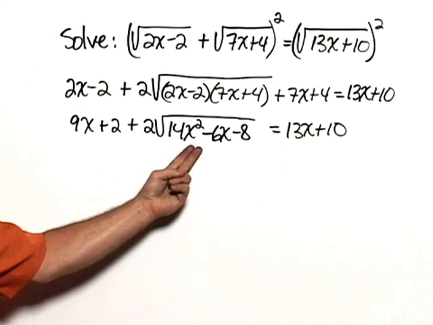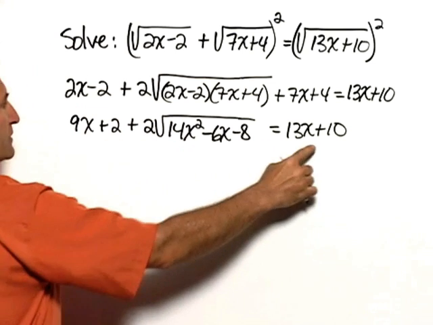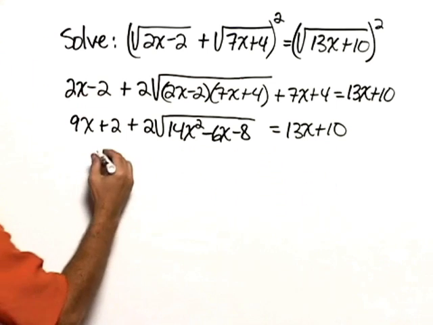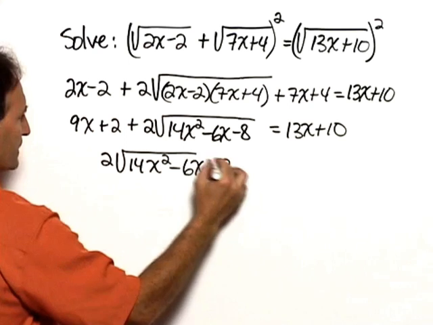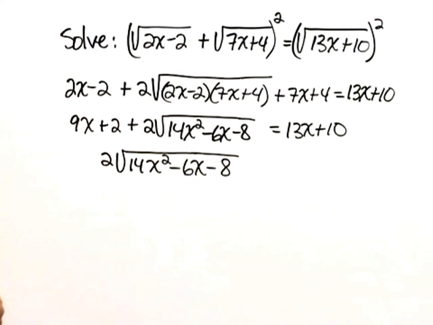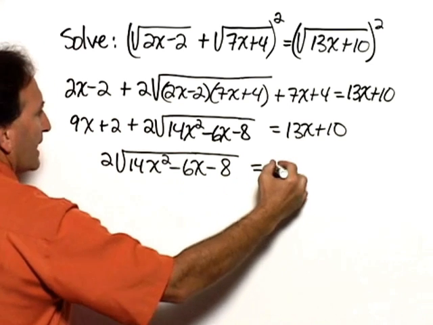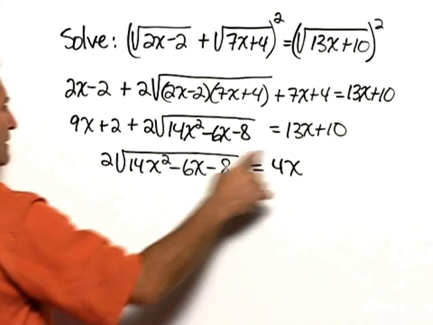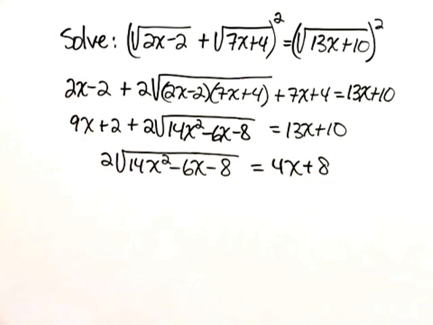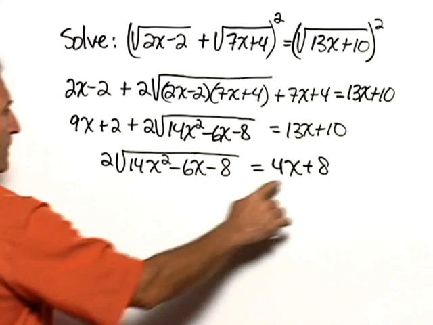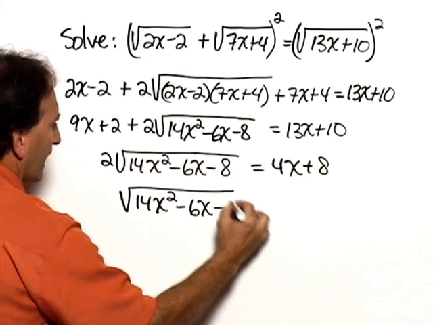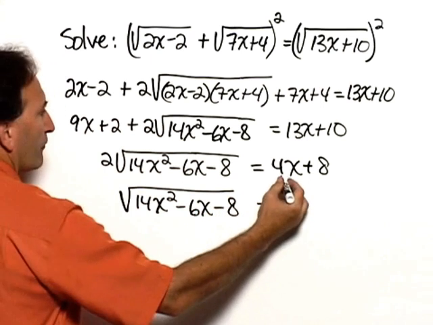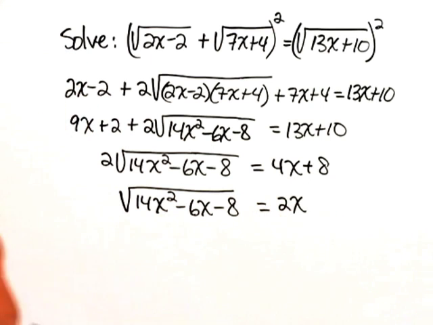That's equal to 13x plus 10. Next, what we need to do is isolate this radical. So that means we would subtract 9x from each side, and we would subtract 2 from each side. So what we have is 2 times the square root of 14x squared minus 6x minus 8, and then 13x minus 9x is 4x, and 10 minus the 2 would be 8. Now we divide both sides by 2. The square root of 14x squared minus 6x minus 8 is equal to 2x plus 4.